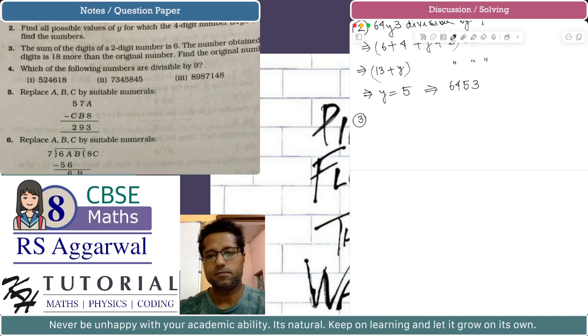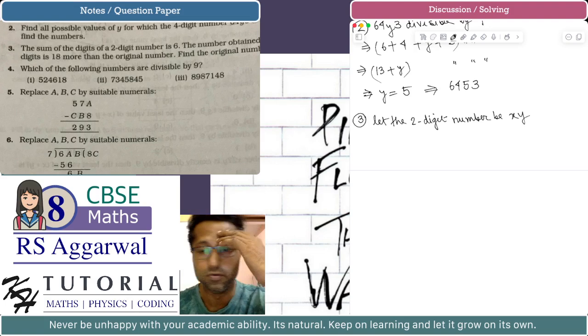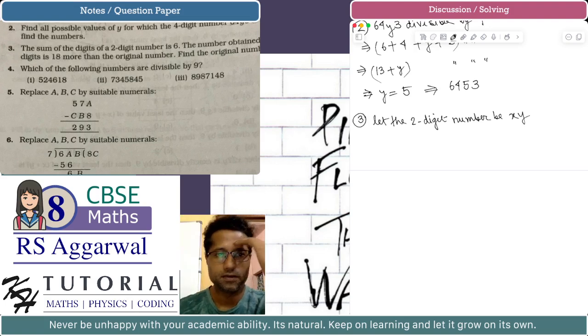So since the number is 2-digit, let the 2-digit number be xy, where x is the digit at the tens place and y is the digit at the units place. Now it is given that the sum of the digits of the 2-digit number is 6. So the sum of the digits is x plus y, which is equal to 6. Let this be equation 1. This is the relation between x and y.